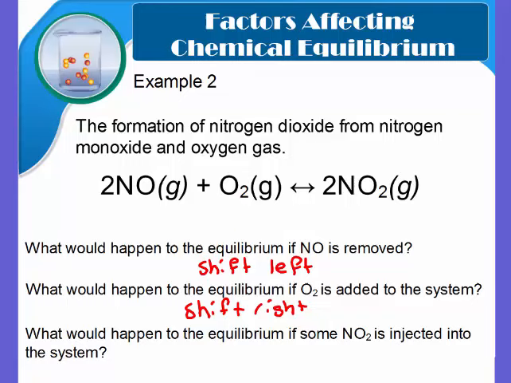And the last one, what would happen in equilibrium if NO2 is injected in the system? So if it's injected into the system, then that means I'm adding it. So I've added a product, which means it's going to shift to the left to use that product up.